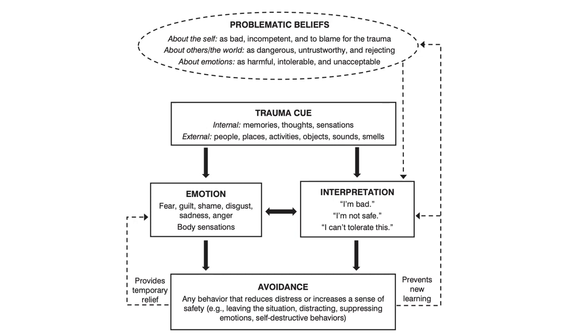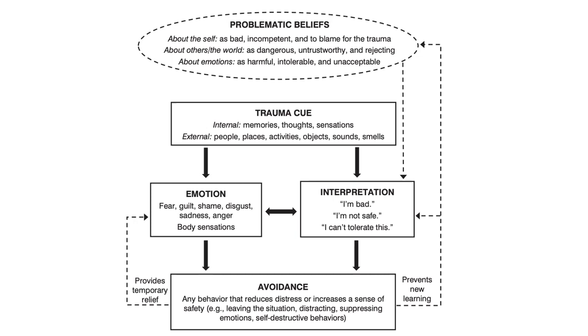Good. Now let's apply this model to an example of an external trauma cue. Can you think of a recent time that you encountered something in the world that reminded you of your trauma? I went grocery shopping yesterday, and when I came out of the store, there was a man standing near my car. You know that I hate being near men. Yes, which is understandable given that you have been harmed by multiple men in your life.